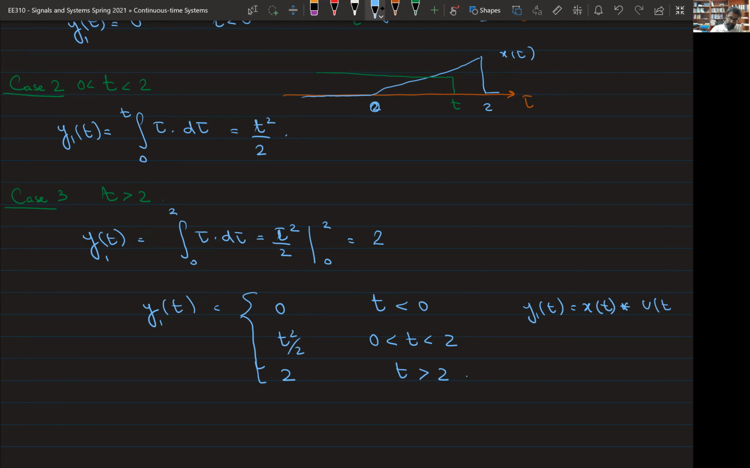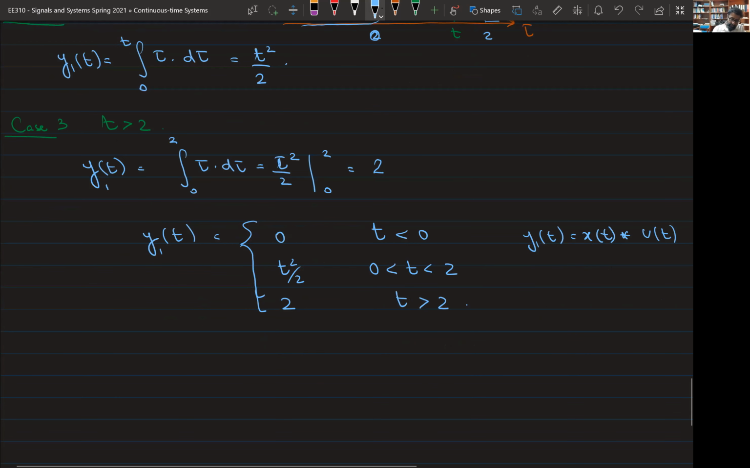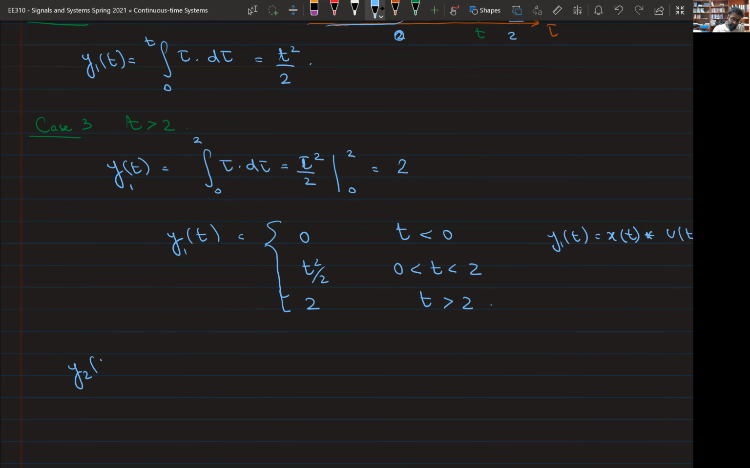Achha. What was y2 of t? y2 of t was x of t convolved with u of t minus 1. Now I could go through all of this exercise again and do whatever I did earlier, but there's a property that I could simply employ, so that I don't have to do the convolution again. I mean, the result that you see in y1, I can use that directly to conclude what y2 would be, right? Can anybody help me here? What would y2 be?